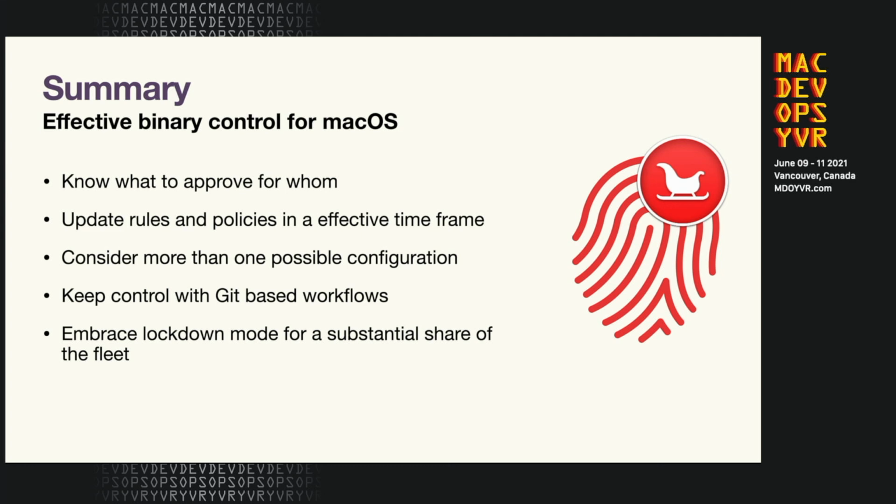Consider lockdown for a certain percentage of your fleet. Be prepared to update rules and policies in a fast time frame. And do not limit yourself on the sync server side. Having multiple configs is manageable. Besides Central, another option would be to run 2 instances of Moroz, which is another great open source sync server project. Build up an in-house library of rules and metadata on the executables and start keeping control with Git-based workflows.